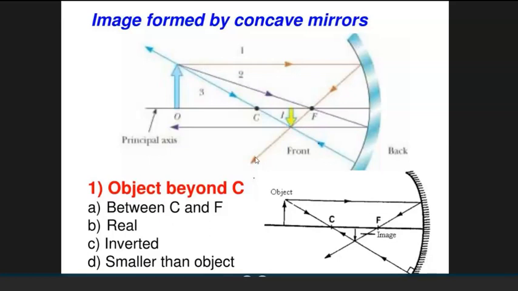Now we have to draw second spatial ray. Second spatial ray must pass through the principal focus. You see here, starting from this object, it passes through this focus and then to the mirror, and after reflection it becomes parallel. Okay. Now only this is enough because incident ray and reflected ray intersect at this point. Therefore, image will be formed.